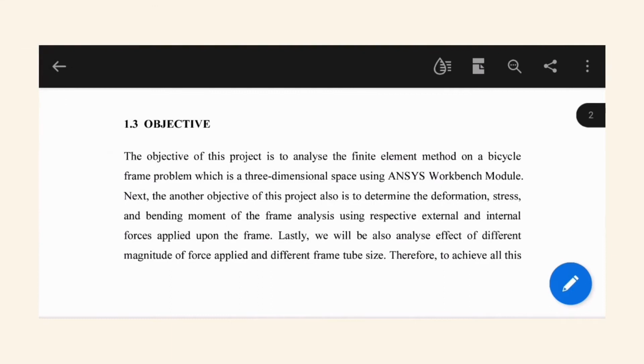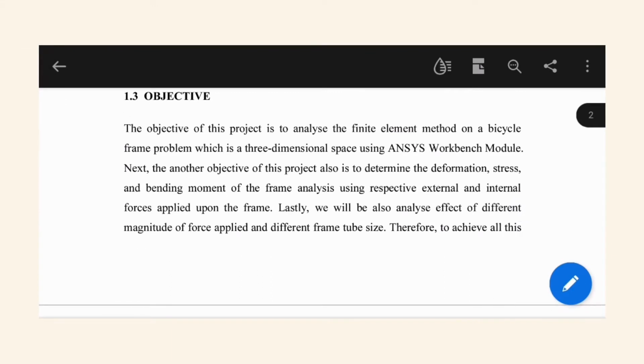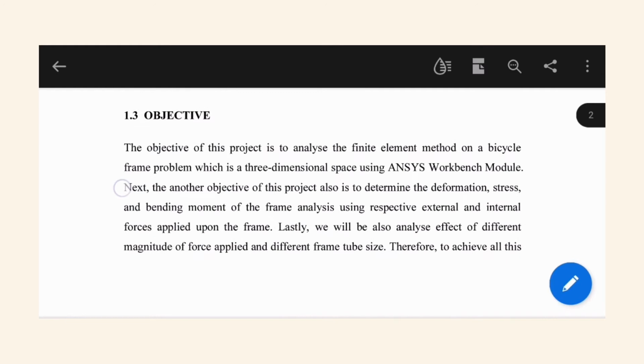Next, the objective of this project is to analyze the finite element method on a bicycle frame problem, which is in three-dimensional space, which is x-axis, y-axis, and z-axis. According to the specifications on top tube, chainstay length, bottom bracket height, chainstay angle, head tube size, standover height, and the last one is wheelbase. So in this project, we'll be using ANSYS Workbench module instead of ANSYS PDL.